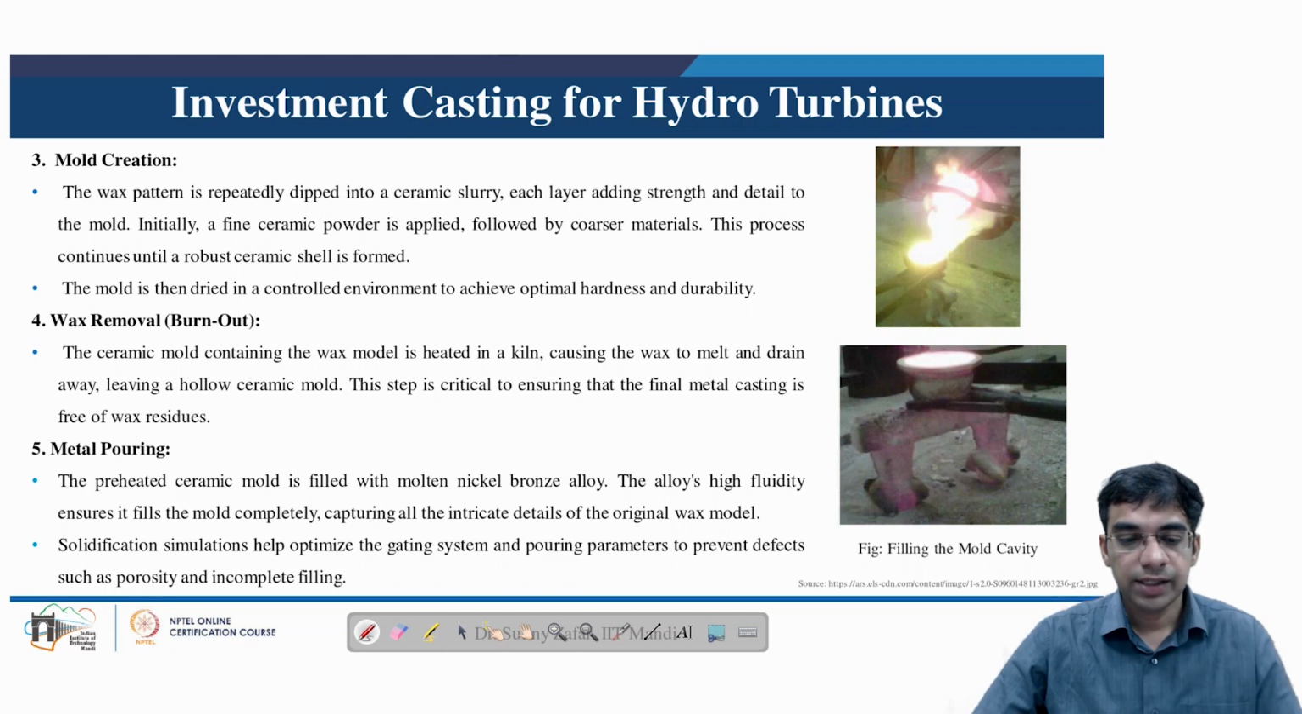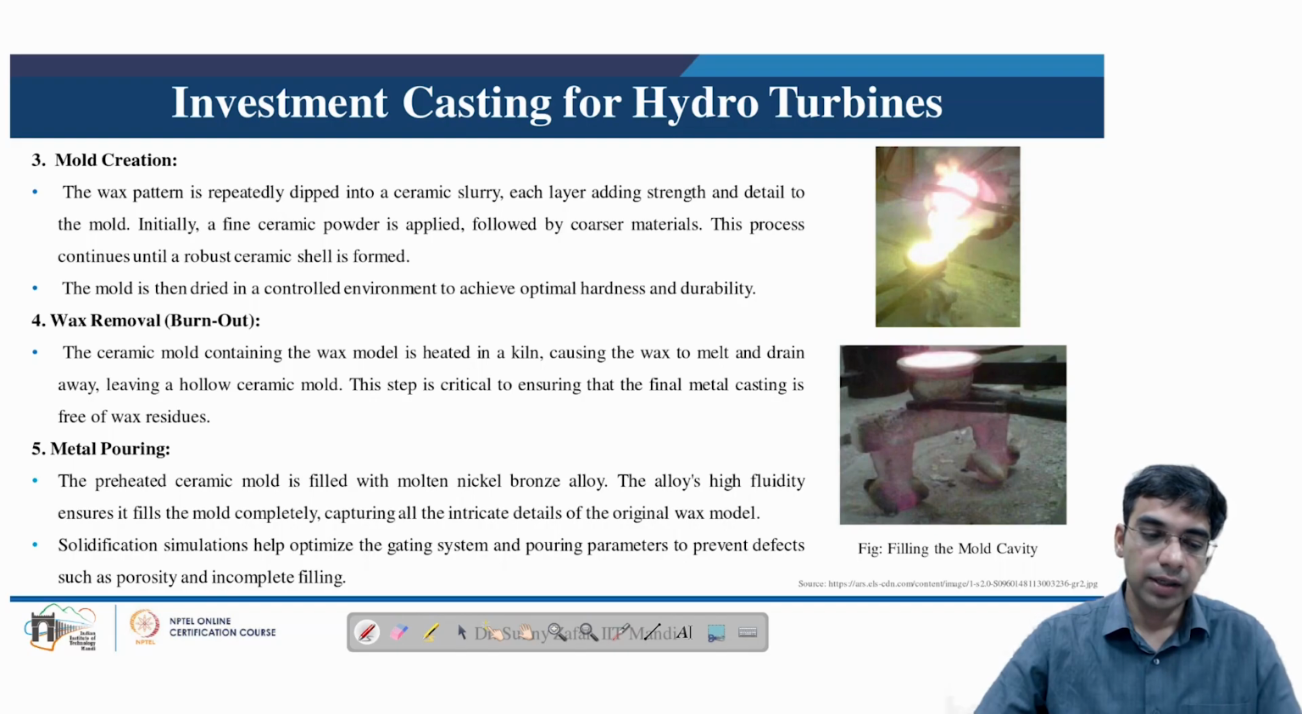The wax pattern, as we know, is repeatedly dipped into ceramic slurry, adding each layer to add strength and detail to the mold. Initially, a fine ceramic powder is applied, followed by coarser materials. This process continues until a robust ceramic shell is formed. The mold is then dried in a controlled environment to achieve optimal hardness and durability.